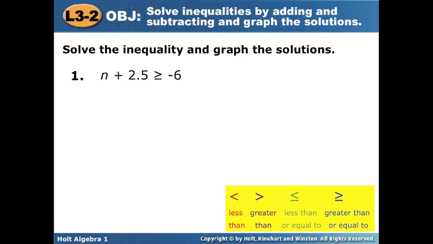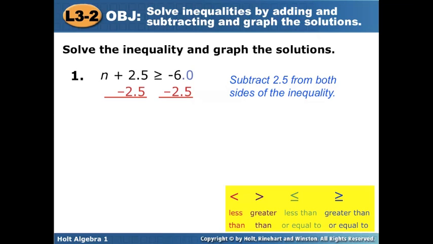Example number 1. Copy this to your notebook paper. We're going to solve the inequality and graph the solutions. We have n plus 2.5 is greater than or equal to negative 6. We are going to first subtract 2.5 on both sides. The opposite operation of adding 2.5 is subtracting. When we subtract 2.5 from both sides, we get that n is greater than or equal to negative 8.5.